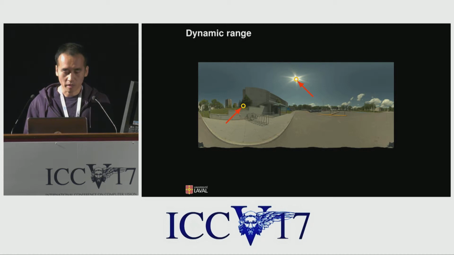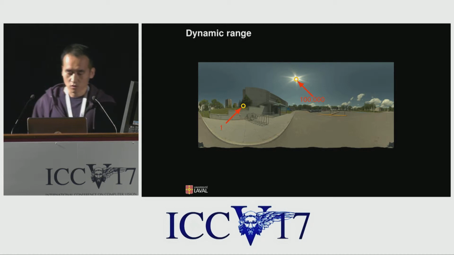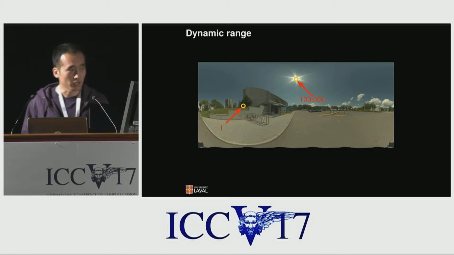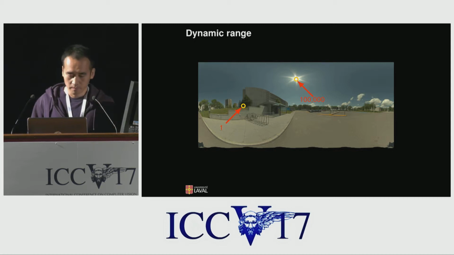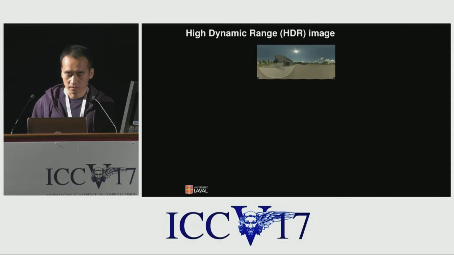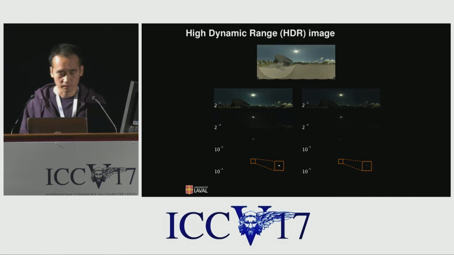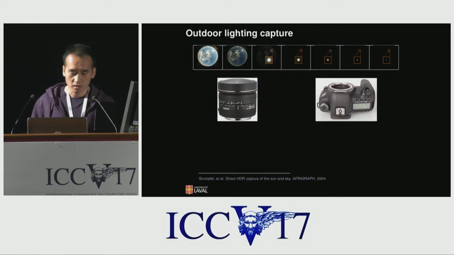In this outdoor panorama, the sun is hundreds of thousands of times brighter than the shaded region. Of course, the projector doesn't allow me to show this, but if we re-expose the sky, we will see that even if we divide the sky by 10 to the power of 5, we can still see the sun. To capture such high dynamic range, we need some special equipment.